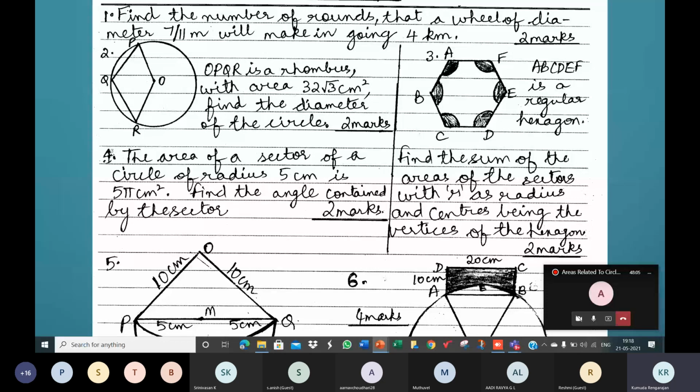We can divide a hexagon into four triangles. The number of triangles will be 2 less than the number of sides. So 6 sides, 6 minus 2, 4 triangles can be formed. Each triangle 180 degrees. So 4 into 180.